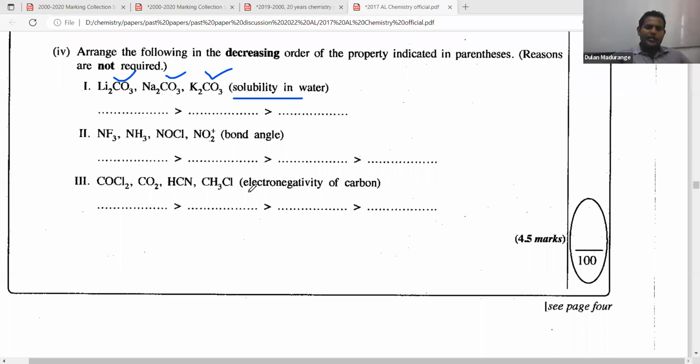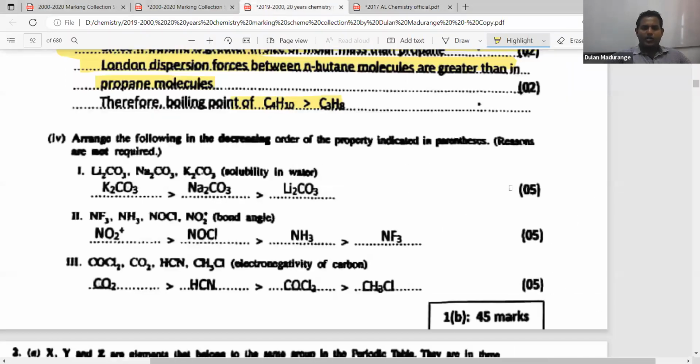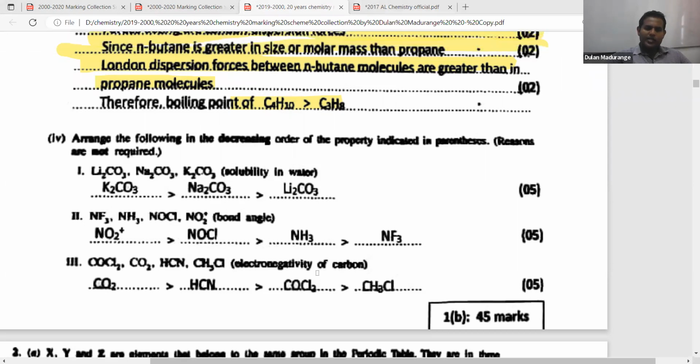So keep in mind that when the ionic nature increases, the polarity increases. So it dissolves well with water. That is the secret here, right? Not the mass. Then bond angle, then electronegativity of carbon. So first check the answers, then we'll have a discussion. Okay, 5 marks, 5 marks, 5 marks. 45 marks for part B. I have mentioned mass and not molar mass, still I get the marks. Okay, writing mass for molar mass is not a problem.